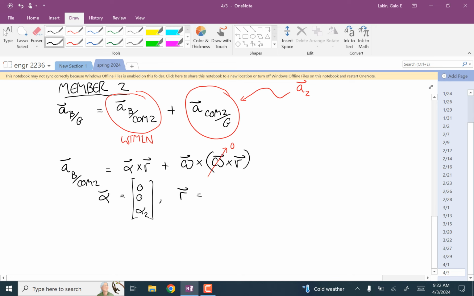And r is the vector that goes from the center of the circular motion to the point we want. So that's from the center of mass of 2 to the point B. And so that is 0.043 for x and positive 0.246 for y.